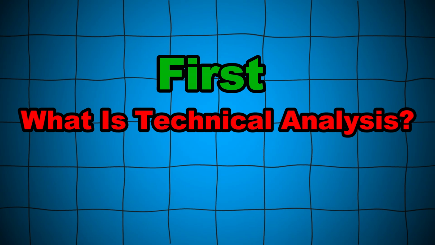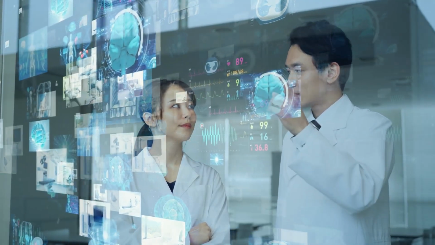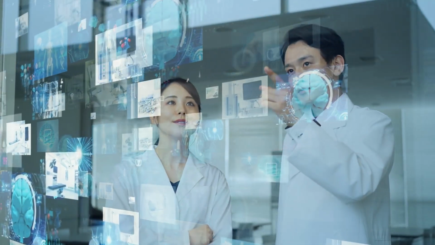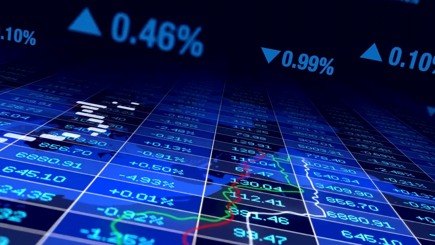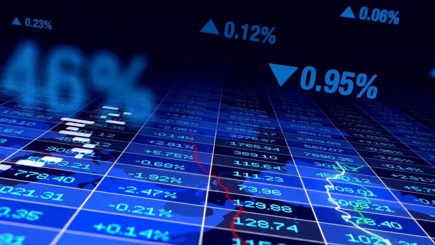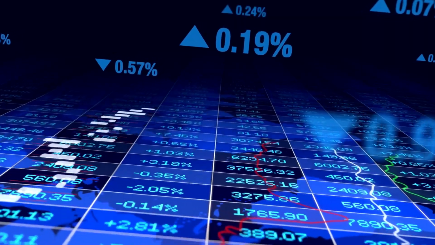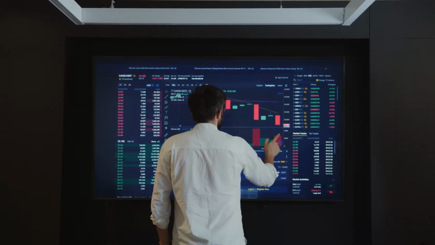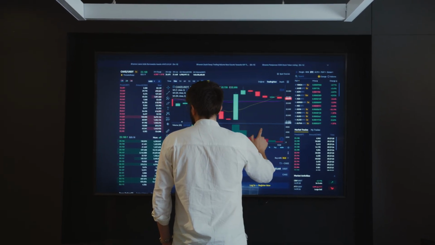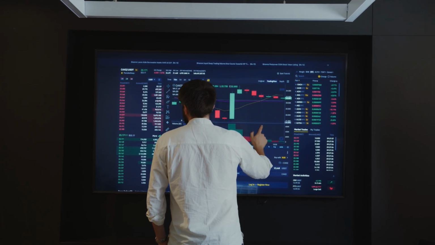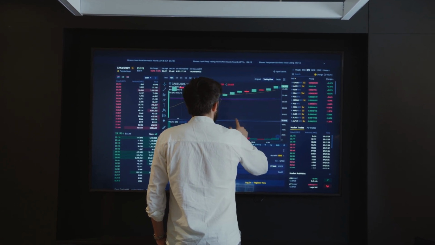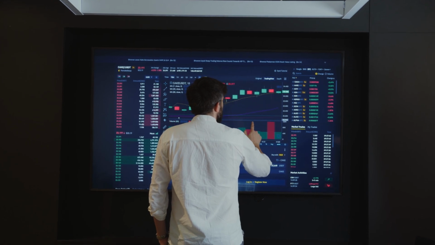First things first, what is technical analysis? Unlike fundamental analysis, which focuses on a company's financial health, technical analysis is all about studying past price movements and trading volumes. By analyzing historical data, traders can identify patterns and trends that might predict future price behavior. In other words, it's about using the past to make educated guesses about what might happen next.